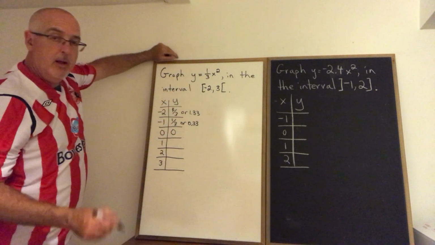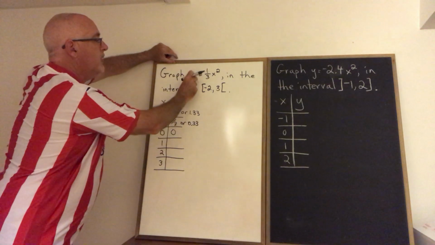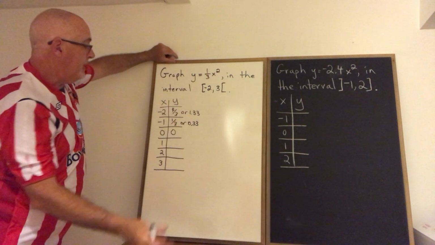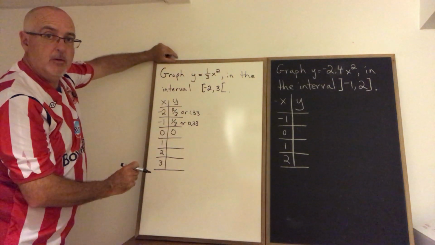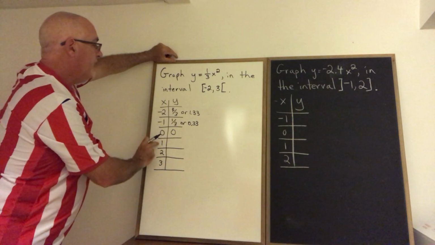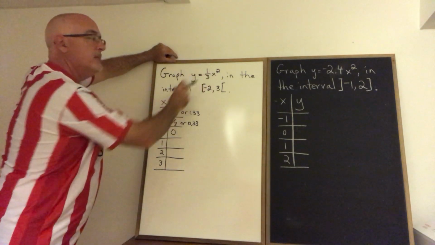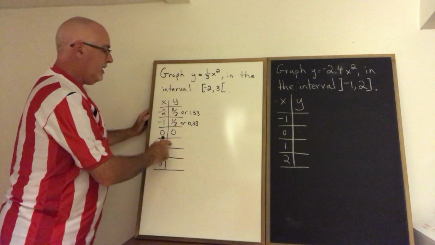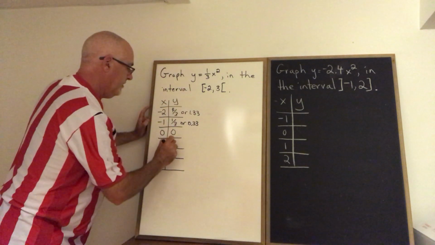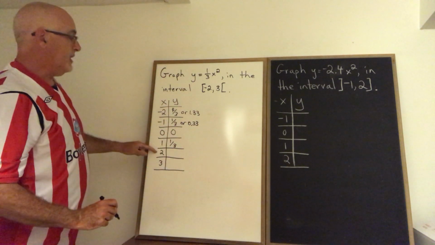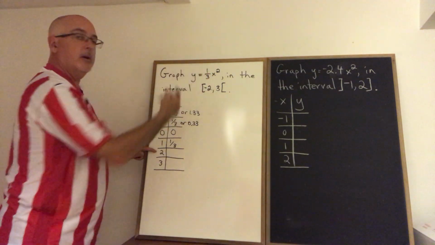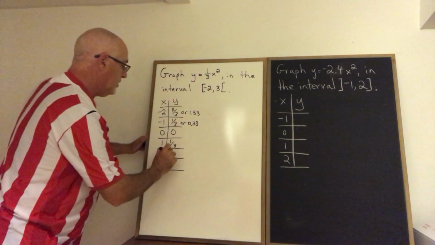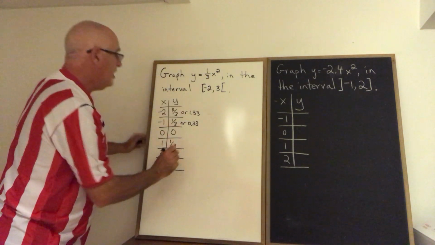Whenever you have an equation of y equals ax squared form, you will always have the point 0, 0 in your table of values. If x is 1, 1 squared is 1, times 1/3 is 1/3. We're getting the same thing that happened with -1. If x is 2, 2 squared is 4, 4 times 1/3 is 4/3. We're getting the same thing that happened with -2.